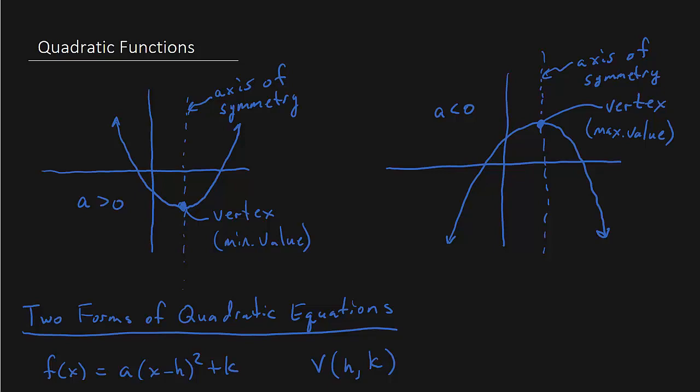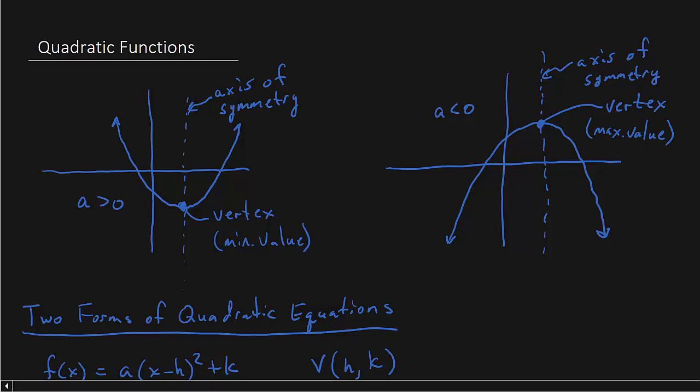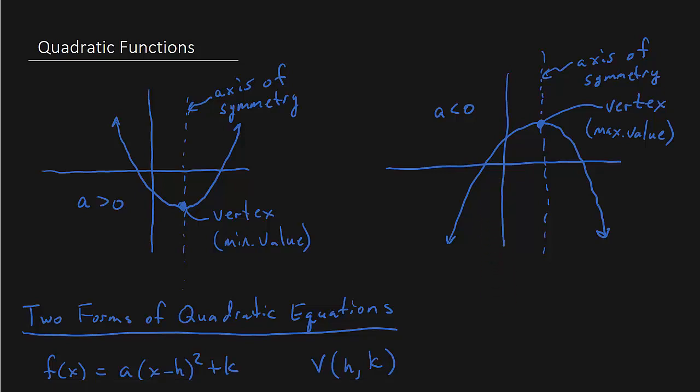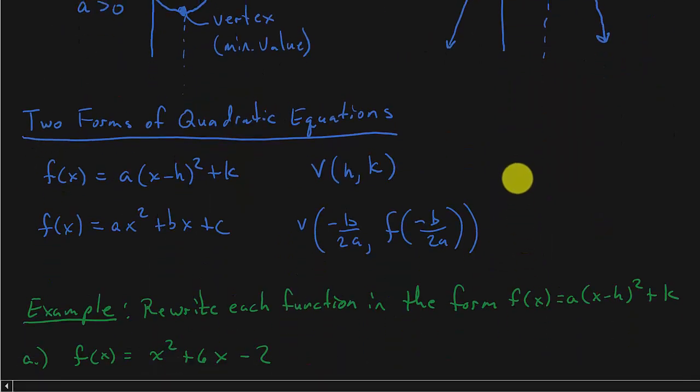All right, so let's go ahead and look at this. What is this that we're talking about, a positive and a negative? Well, here are two forms of a quadratic equation. We've got f of x equals a times (x minus h) squared plus k, and the vertex is (h, k). There's your h and there's your k. It's nice when it's in this form, because it's easy to find the vertex.